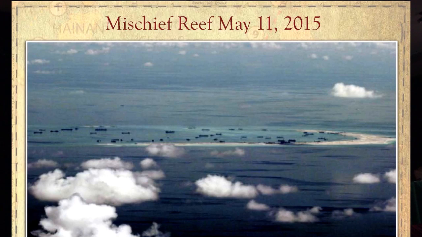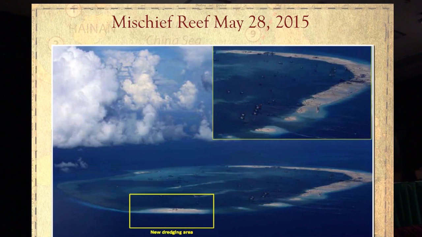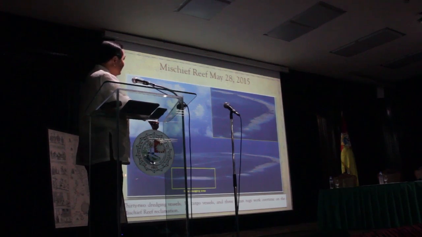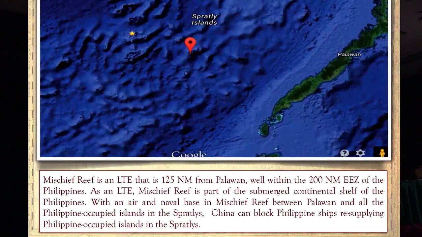Mischief Reef. So it looks like they are going to close it here. It will be about 500 hectares conservatively. Some have estimated it to be 750 hectares of reclamation. Now, Mischief Reef is between Palawan and the Spratlys. So, if they put up an air and naval base and garrison thousands of troops here, our naval commanders are worried because they will have a hard time resupplying our islands here.